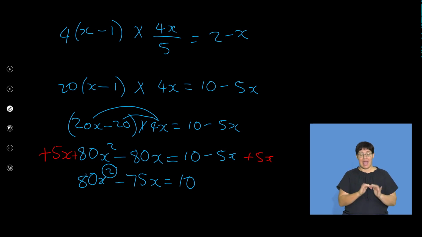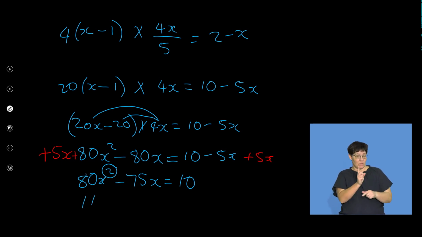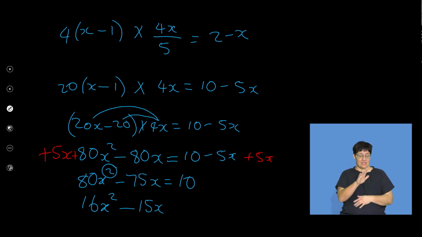And to do that, I will divide everything by 5 because that is my highest common factor here. If I divide the 80 by 5, what is 80 divided by 5 now? So this will therefore give me 16x squared minus 15x equals 2.